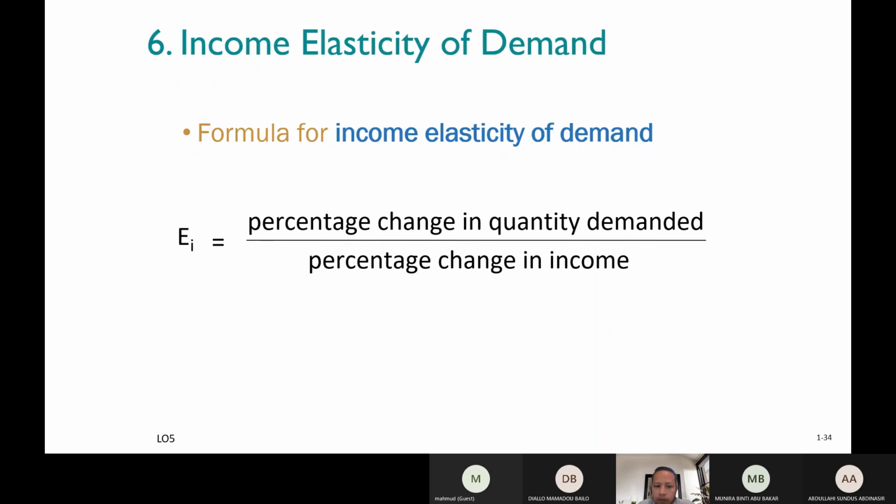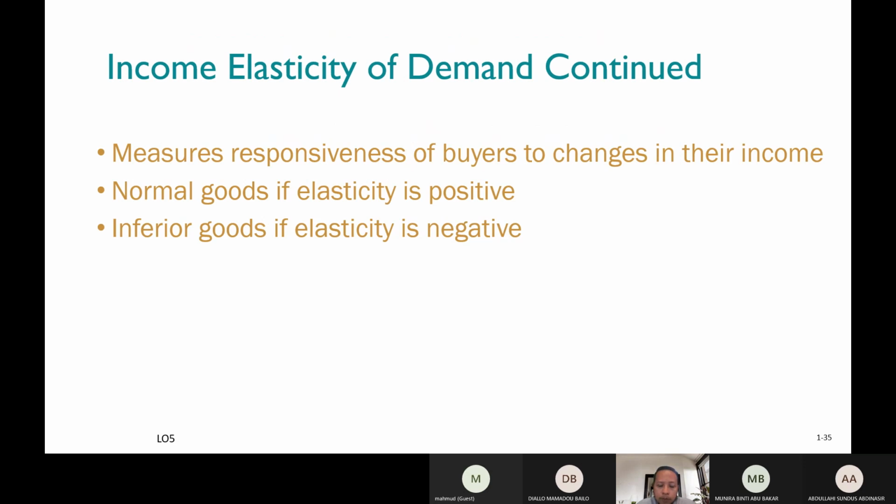The next topic is income elasticity of demand. Okay, so this looks at the effects of income on your demand. Basically you can calculate it by looking at the percentage change in quantity demanded over the percentage change in income. Okay, so you can calculate that. And this basically measures the responsiveness of buyers to changes in their income.